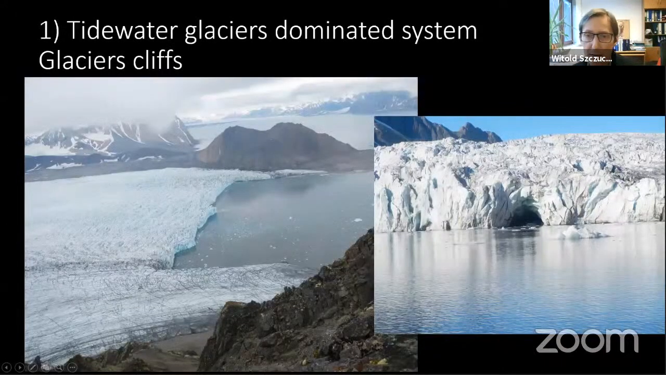The second system is a case where tidewater glaciers, grounded glaciers, flow down toward the fjord, and sediment, mostly transported by subglacial meltwater conduits, is supplied directly to the fjord. Here you can see one of the examples, Hansbreen. I will talk about it later on as well.